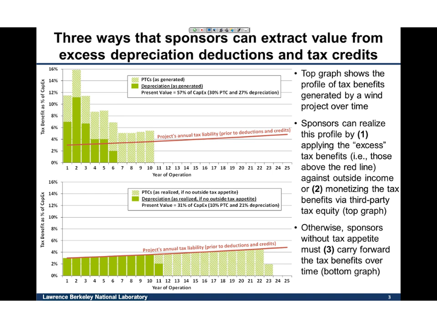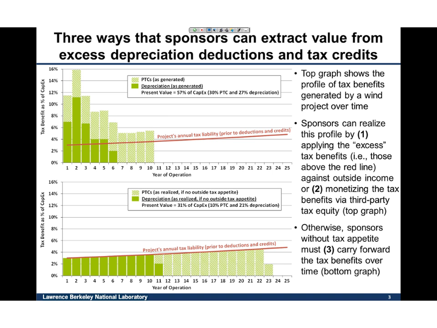And what you can see is that in each of the project's first 10 years, the combined tax benefits exceed the project's ability to absorb those tax benefits on its own, meaning that some of these tax benefits, those that fall above the red line, could potentially go to waste. Well, it turns out that there are three ways that project sponsors can extract at least some and perhaps all of the value from these excess deductions and credits that fall above the red line.